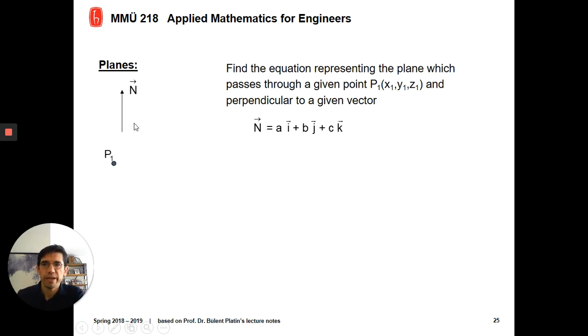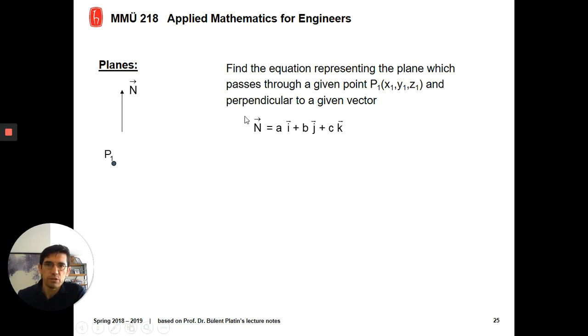Here we have a vector n and a point P1. So we are wondering about the plane that has P1 in it and will be perpendicular to the vector n, which means I'm wondering about the relationship between the plane and its normal.